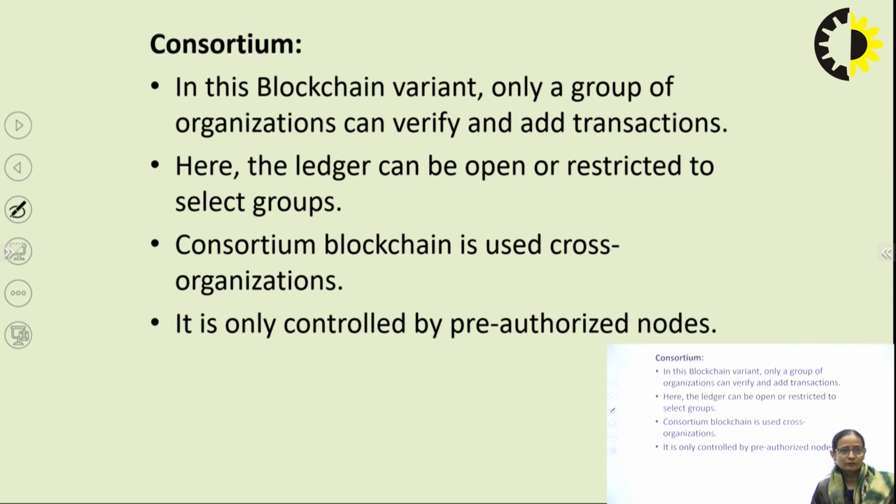Consortium. In this blockchain variant, only a group of organizations can verify and add the transactions. Here the ledger can be open or restricted to selected groups. Generally, in the case of consortium blockchains, we have the involvement of the government. Consortium blockchain is used cross-organization. It is only controlled by pre-authorized nodes.